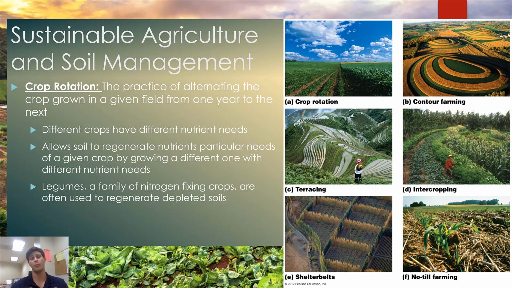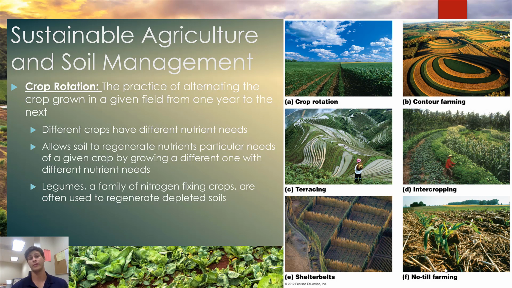So if you plant the same crop over and over again on a soil, you deplete specific resources that crop needs. However, if you shift things around and you plant different crops on the field over and over again, no one nutrient gets depleted too severely and it maintains your soil integrity.